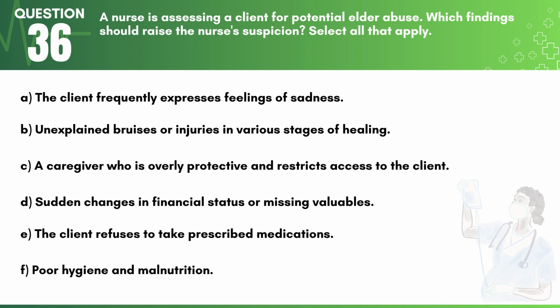A. The client frequently expresses feelings of sadness. B. Unexplained bruises or injuries in various stages of healing. C. A caregiver who is overly protective and restricts access to the client. D. Sudden changes in financial status or missing valuables. E. The client refuses to take prescribed medications. F. Poor hygiene and malnutrition.